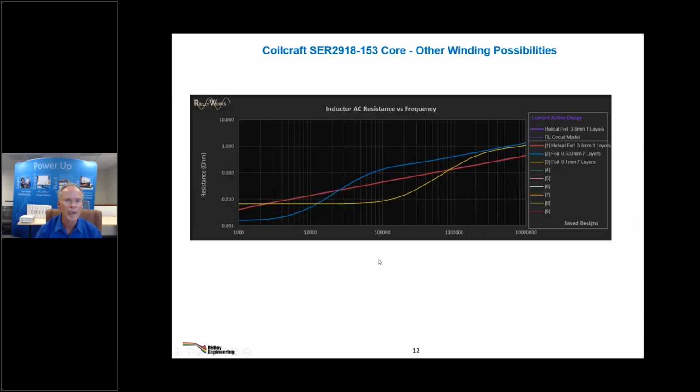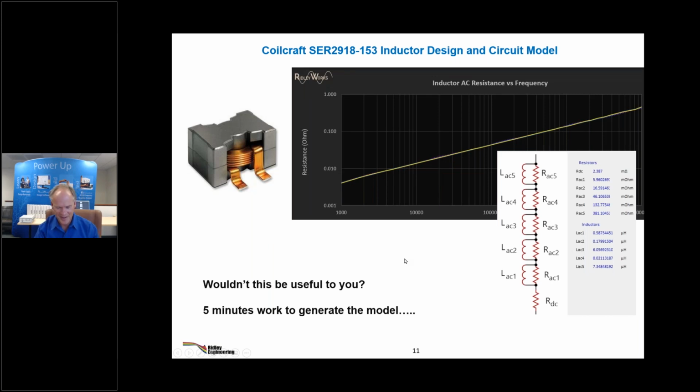A lot of people asking about the loss in the gap. Loss in the gap. Well, let's talk about that. If you want a way to build this inductor better, here's your core, and they've gapped it right in the middle.